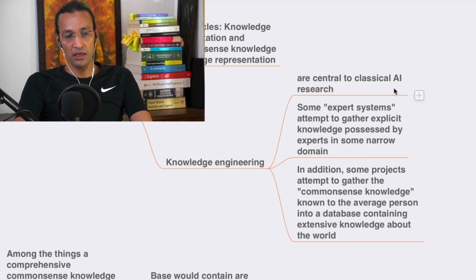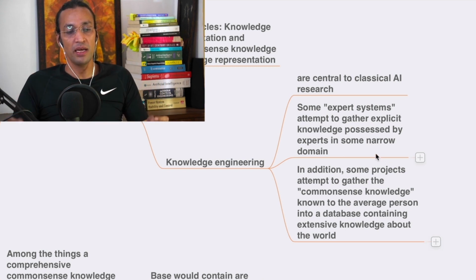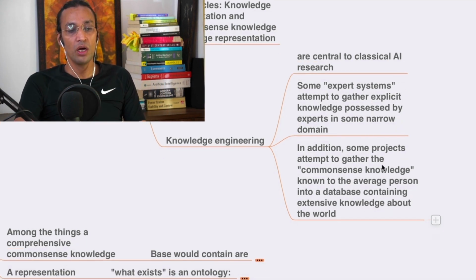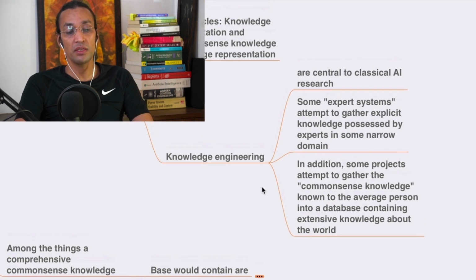Knowledge engineering was central to classical artificial intelligence research. Some expert systems attempted to gather explicit knowledge possessed by experts in some narrow domain. In addition, some projects attempted to gather the common sense knowledge known to the average person into a database containing extensive knowledge about the world.